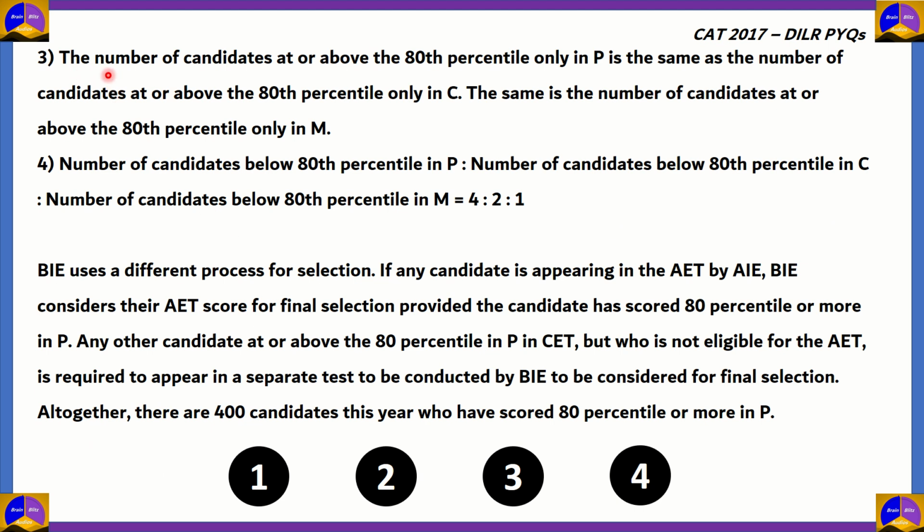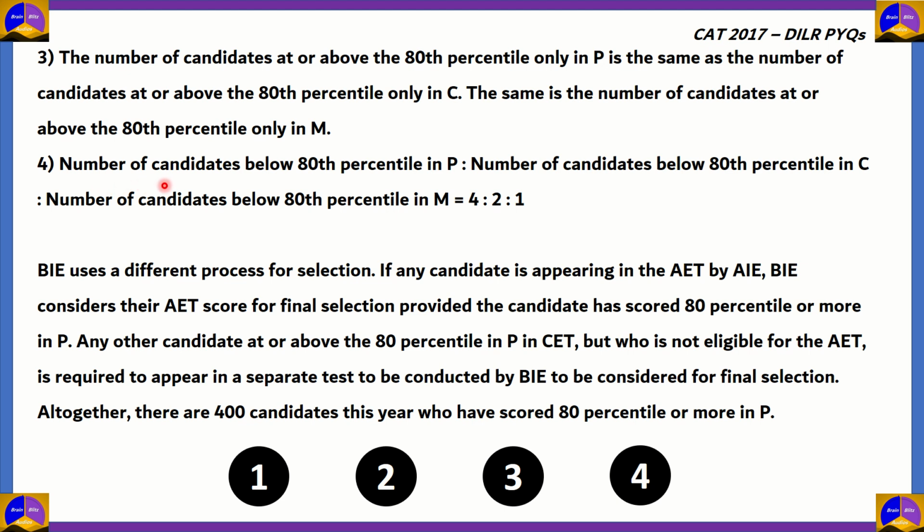Number 3, the number of candidates at or above the 80th percentile only in P, that is physics, is the same as the number of candidates at or above the 80th percentile only in C, that is chemistry. The same is the number of candidates at or above the 80th percentile only in M, which is math.